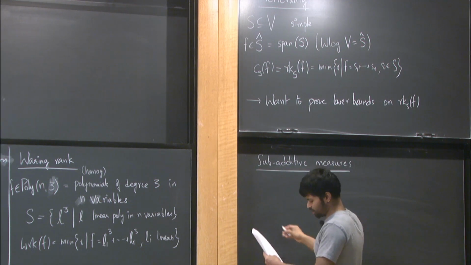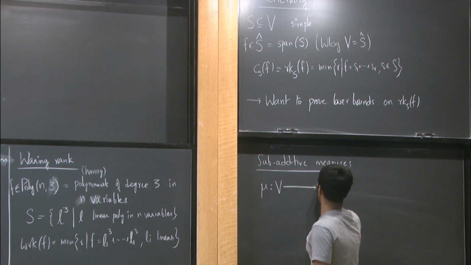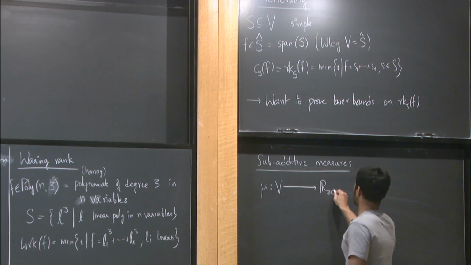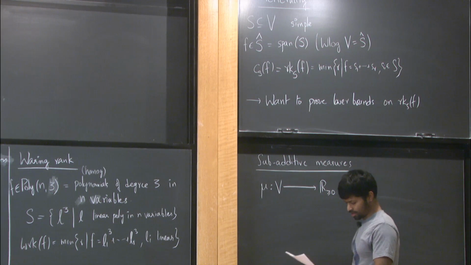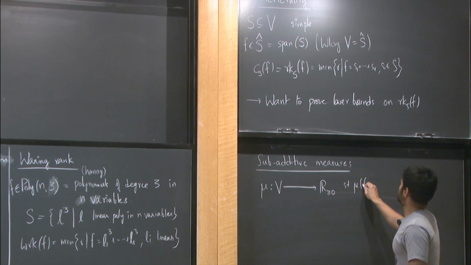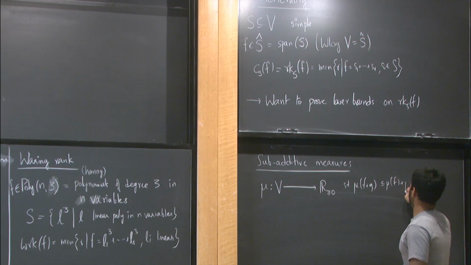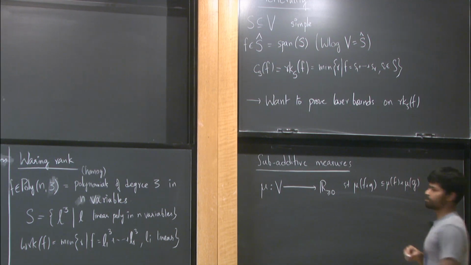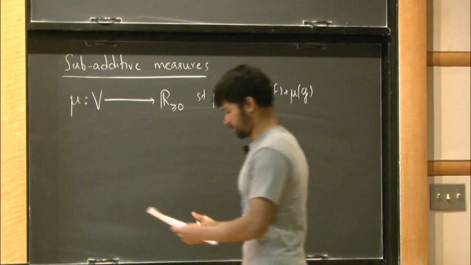So the subadditive measure is just a map to non-negative real numbers which is subadditive. Okay, so it's just a map mu such that mu of f plus g is less than or equal to mu of f plus mu of g. Okay, why does such a subadditive measure help you in proving a lower bound?